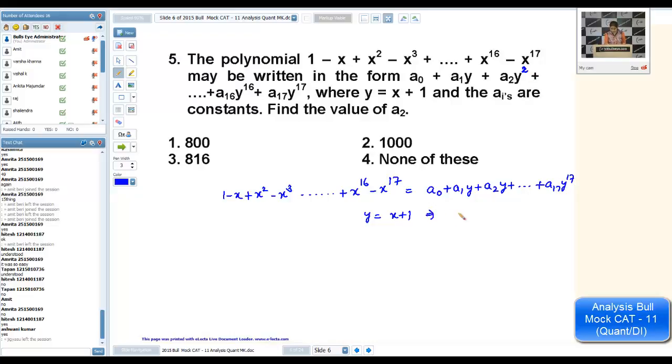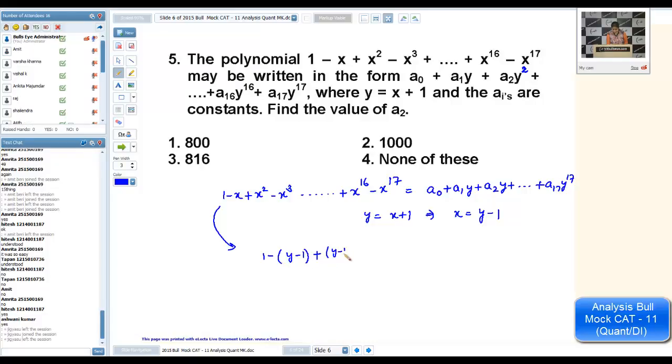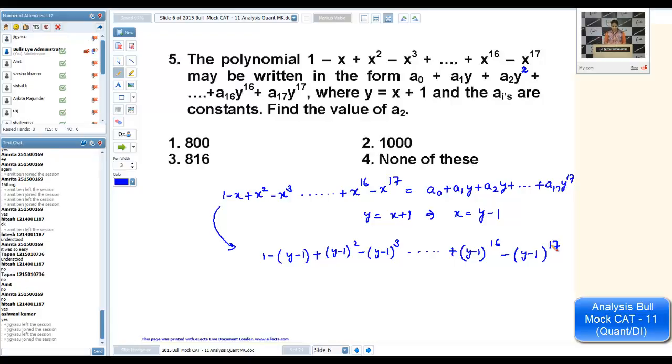So I can put x is equal to y minus 1 in the original equation. It will be 1 minus (y minus 1), plus (y minus 1) whole square, minus (y minus 1) whole cube, and so on up to (y minus 1) to the power 17. Now there can be two approaches. If you are comfortable with nCr formulas, this question can be solved in the same manner I am doing. What is asked? a2, that is the coefficient of y square.